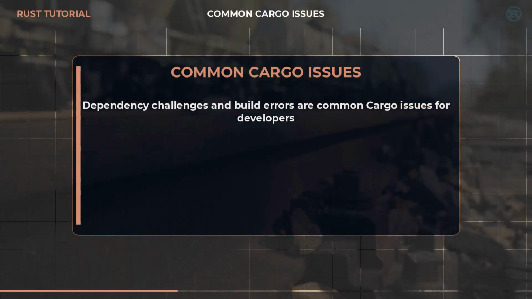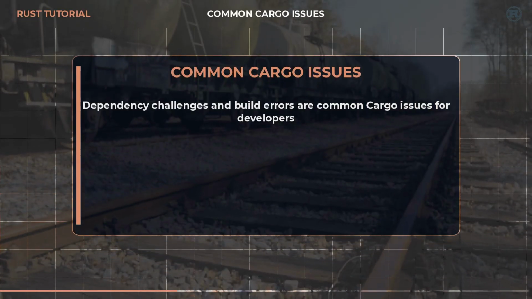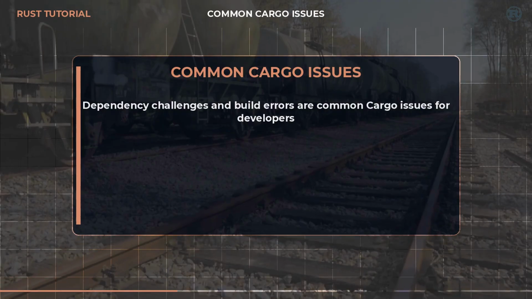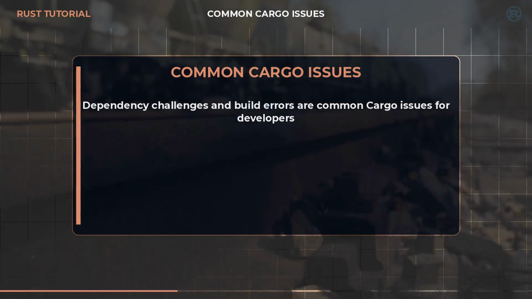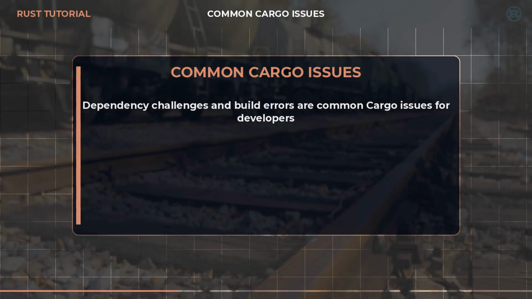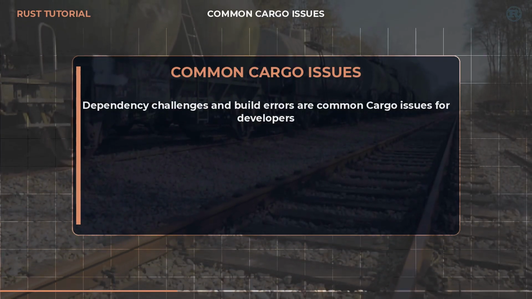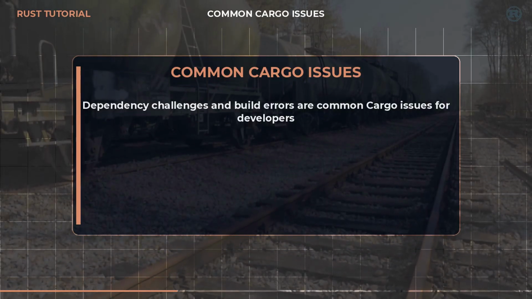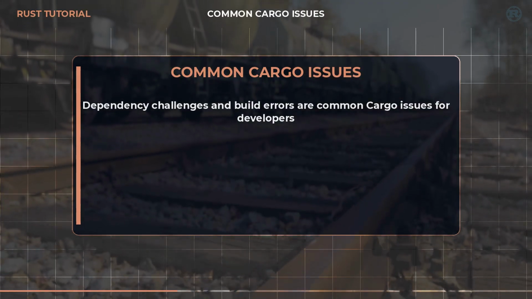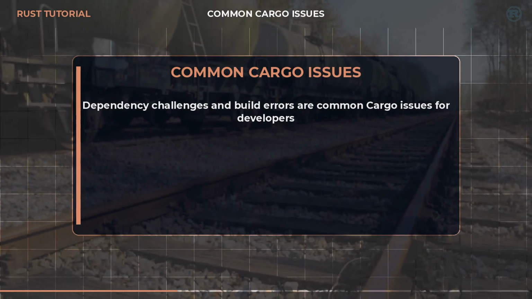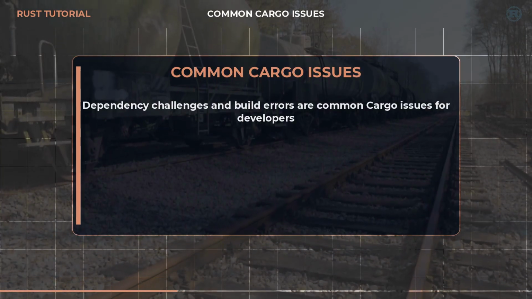Now that we understand the importance of Cargo in Rust, let's explore some common problems developers encounter when using it. One frequent issue is managing dependencies. As your project grows, ensuring compatibility and addressing version conflicts can become challenging, especially if dependencies are not updated or managed correctly. Another common obstacle is build failures, often arising from incorrect configurations or missing dependencies. Lastly, misunderstandings of the cargo.toml file specifications can lead to confusion and errors. Recognizing these issues is the first step to mastering Cargo.